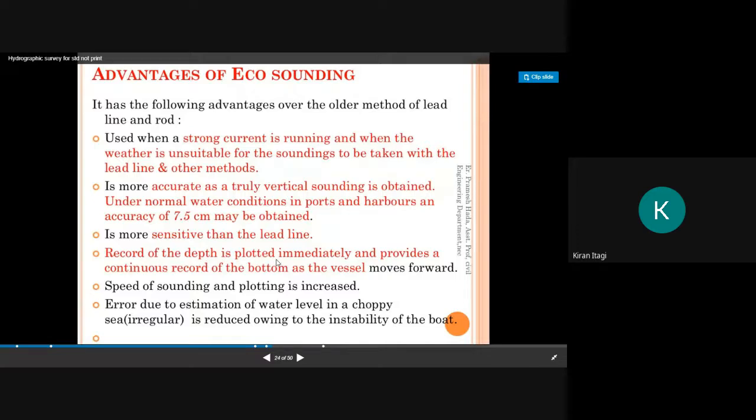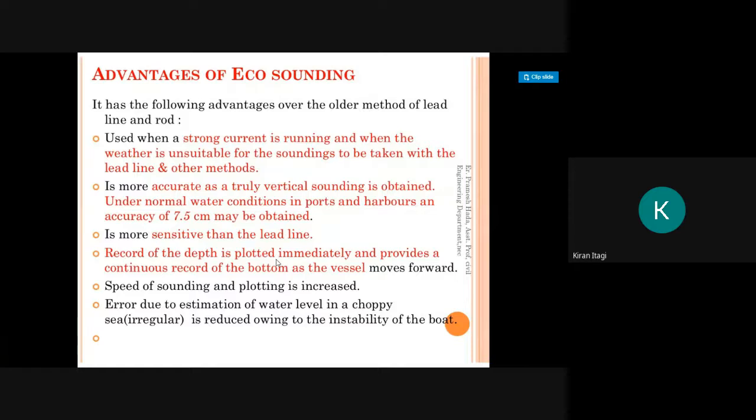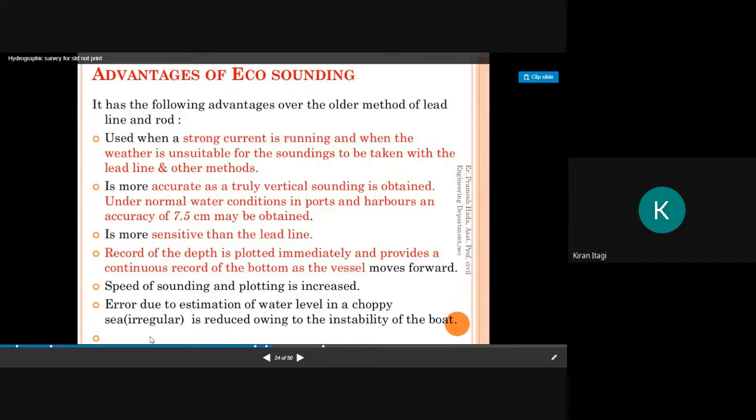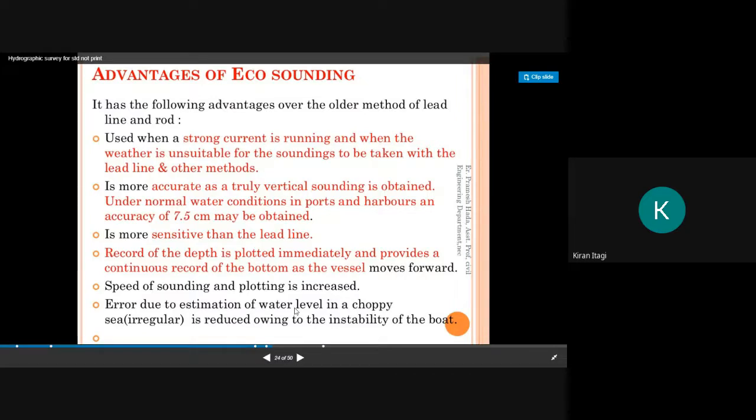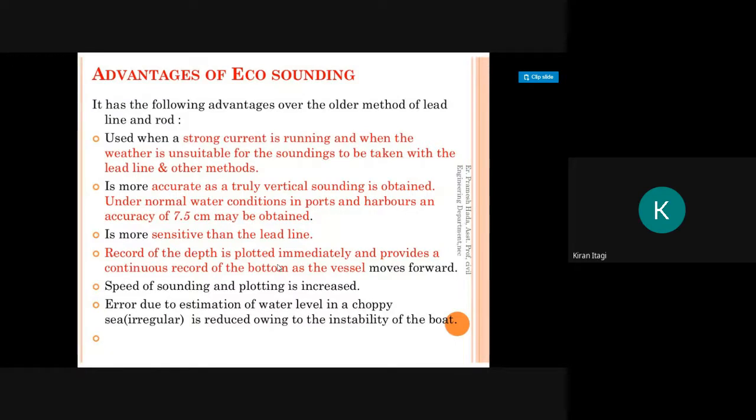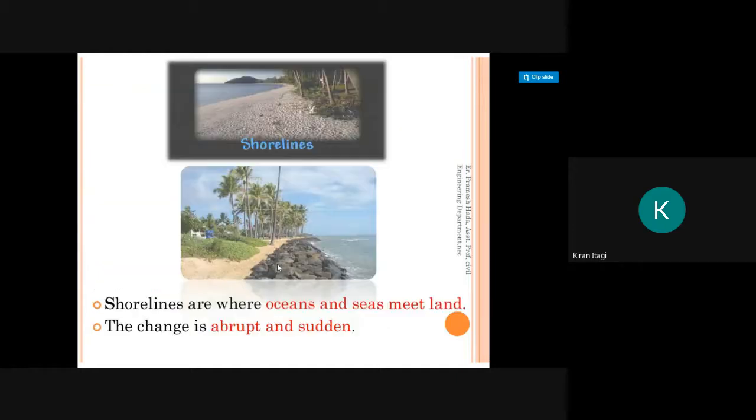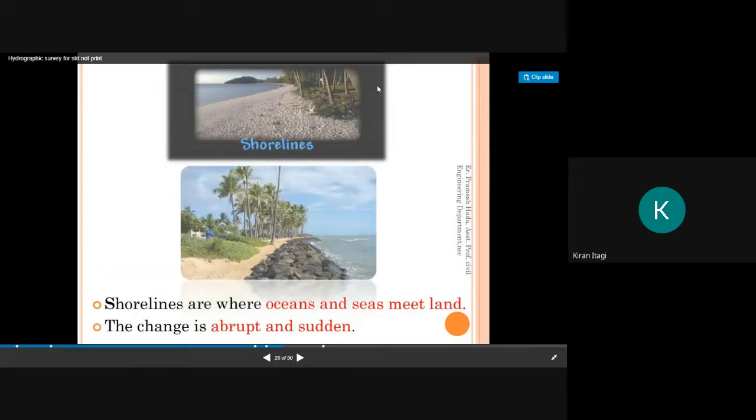In other methods, that is in a direct method, we have to do everything manually, but here it is done automatically. Speed of sounding and plotting is increased because it is automatic, so the work is done very fast. Error due to the estimation of water level in a choppy or irregular sea is reduced owing to the instability of the boat. Only here we have some errors, that if the boat is unstable, we will get some wrong results.